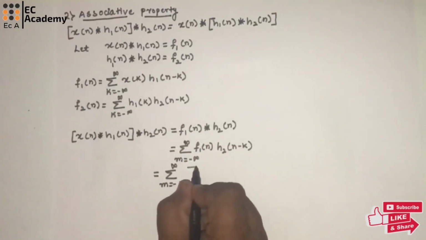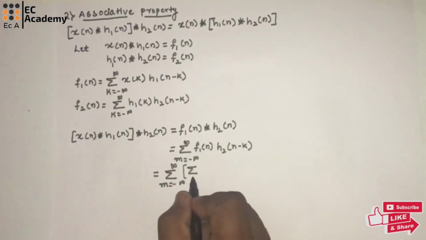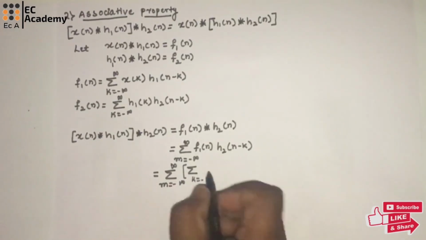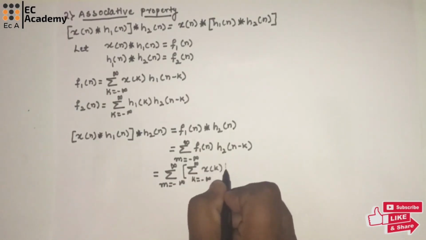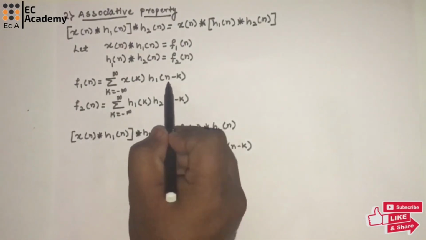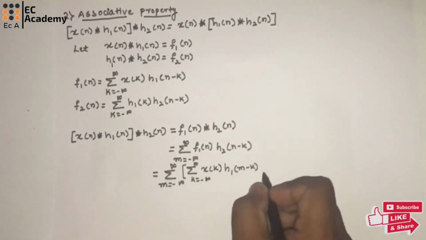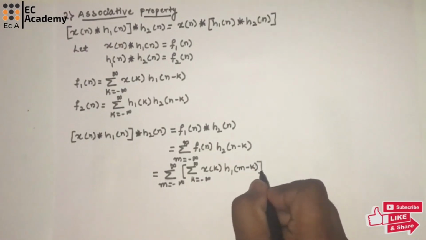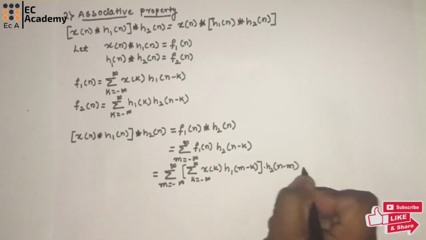We can write this as summation of k is equal to minus infinity to infinity x of k into h1 of, so instead of n minus k we can write it as m minus k, since we have taken summation as m here. So m minus k into h2 of n minus m.